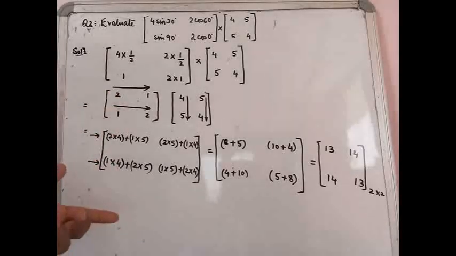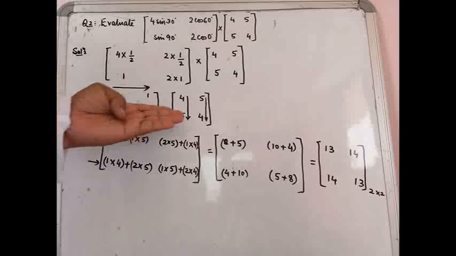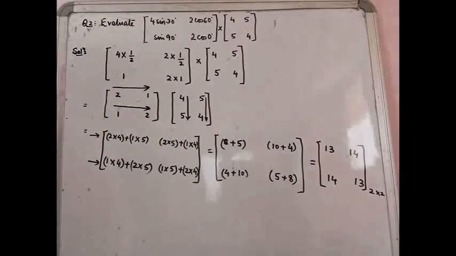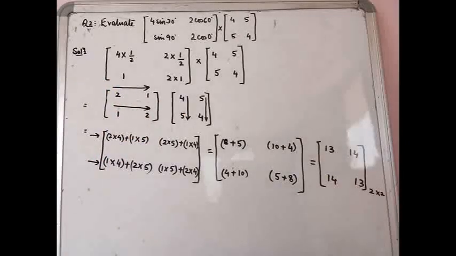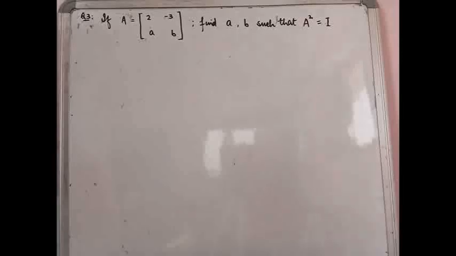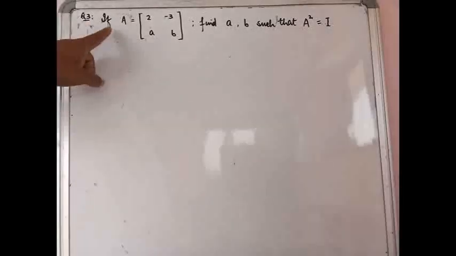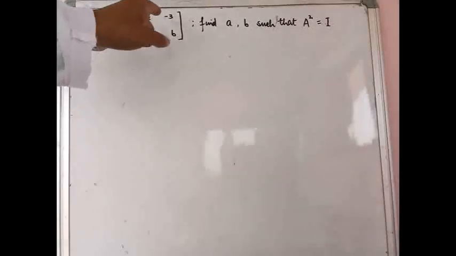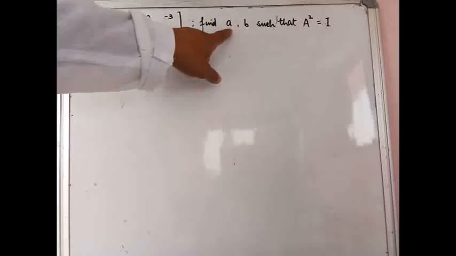Once you are familiar with the way of multiplication, you may not simply write these arrows and directly go ahead and do the multiplication. Okay, so now we start with question number 3, which is again going to be a very different kind of question. If matrix A is equal to this, find the values of small a and small b.